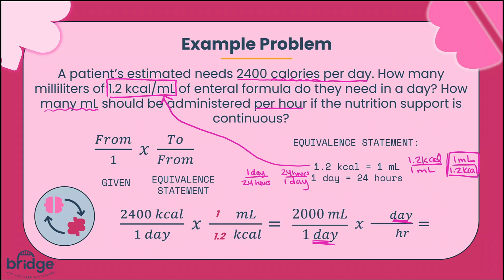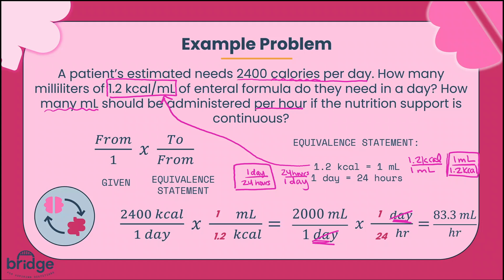We know that in every 1 day, there are 24 hours. So we're just going to plug this equivalent statement in right there. Every 1 day is 24 hours. Days cancel out. And if you take 2,000 milliliters, multiply it by 1, and divide by 24, you'll get 83 milliliters per hour. This is a direct clinical application of dimensional analysis, and you'll be doing this kind of calculation often, especially when we get into our lessons on enteral and parenteral nutrition.